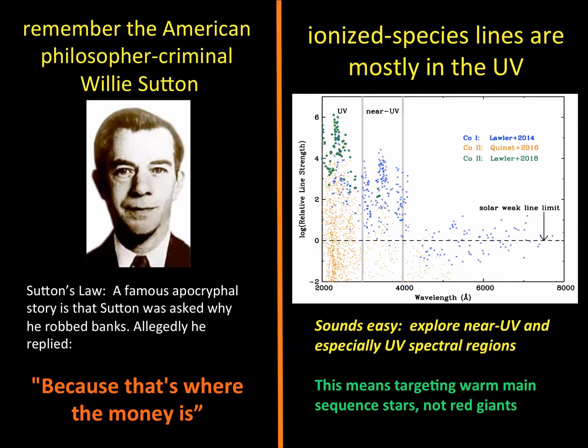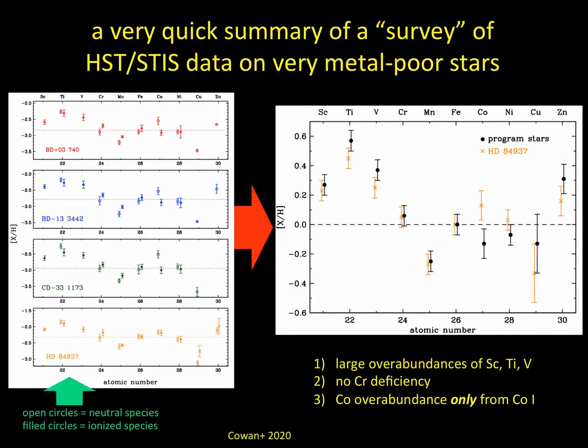Again, it's pure atomic physics. So you need to go where the ionized lines are. You need to use the spectrograms to get down to the atmospheric cutoff at 3,000 angstroms, and you need the Hubble Space Telescope. I give you an entire survey of this effort that a group that I've been working with has done with HST, high resolution spectra on very metal-poor stars, all 4 of them.